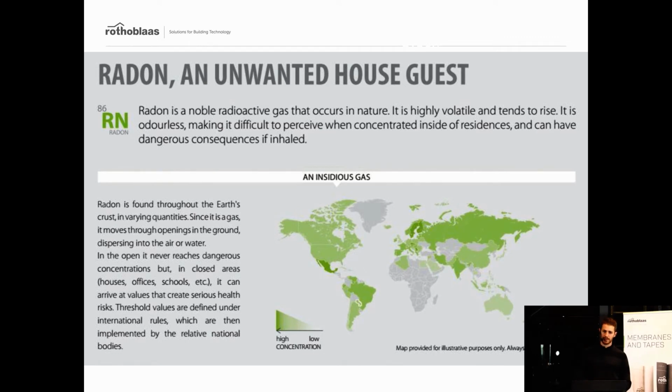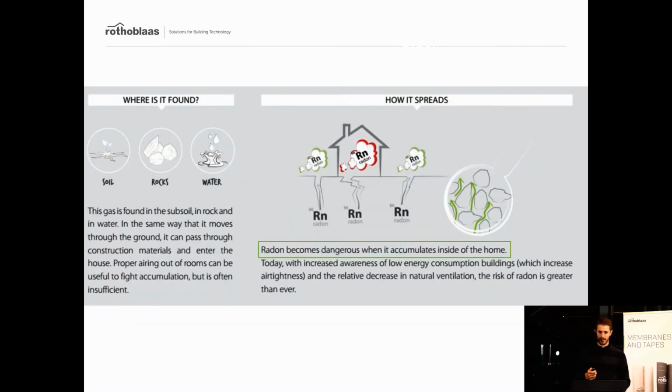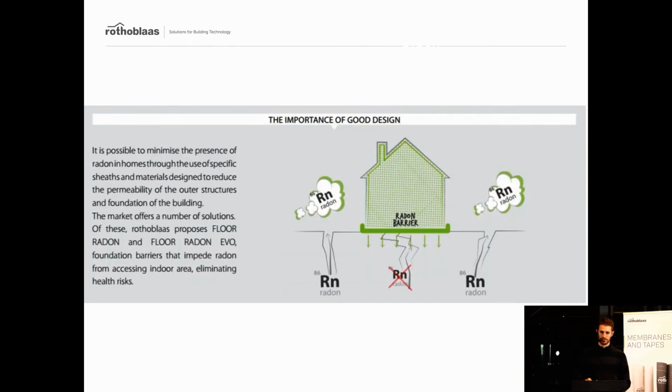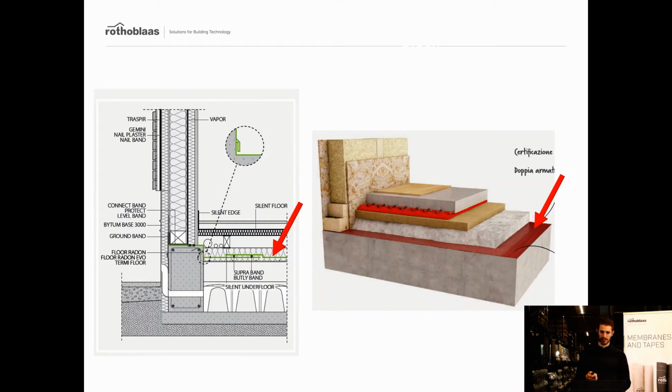Another very important thing is the radon. Radon is a gas that sometimes is inside the earth, so it can come out from the earth, and it can be very dangerous for humans. So when you have this gas coming from the earth, it is better to have a membrane that can actually stop it, so that you don't have the issue anymore.